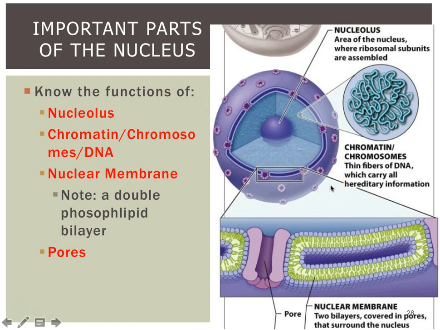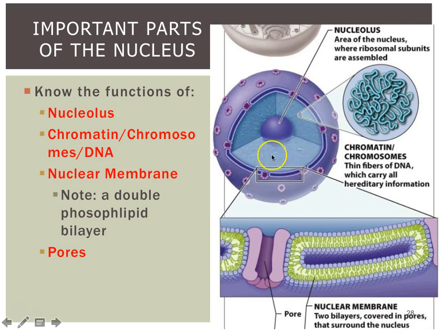Next is the chromatin or chromosomes. Sorry about that little typo there. We'll look over here. Chromatin or chromosomes, same thing. The reason that it has a couple different names is going to become apparent when we start talking about cell division, because in cell division we're going to learn that we sometimes call the DNA chromosomes and we sometimes call the DNA chromatin, depending on how it looks.